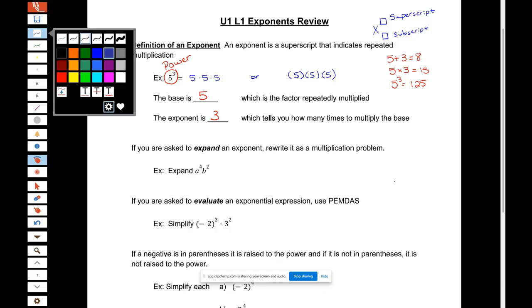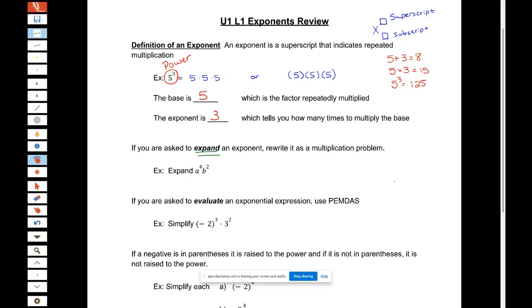If you are asked to expand an exponent, that means rewrite it as a multiplication problem. So if we're expanding a to the fourth, b to the second, that means we are multiplying a 4 times, and we are multiplying b twice. We put a multiplication between the a's and the b's because in mathematics, when you write two letters next to each other with no symbols, or a number in front of a letter, that indicates multiplication. So expanding is writing it out as a multiplication problem.